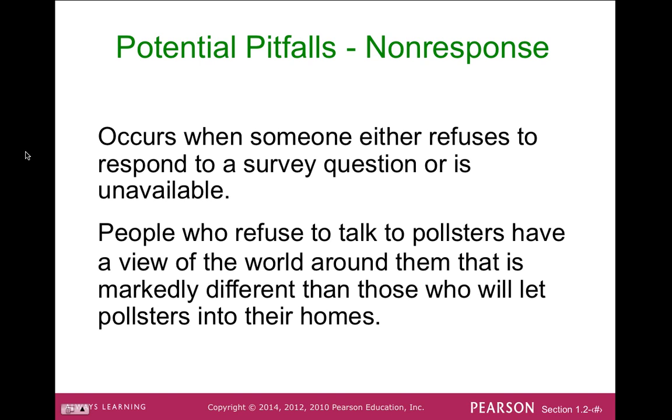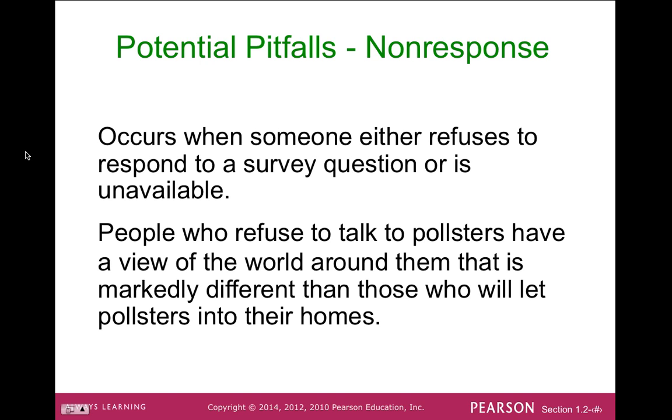Another potential pitfall is non-response. This occurs when someone either refuses to respond to a survey question or is unavailable. People who refuse to talk to pollsters have a view of the world around them that is markedly different than those who will let pollsters into their homes. So it's important to consider who is going to self-select not to participate in your study. Non-response can be a challenge.